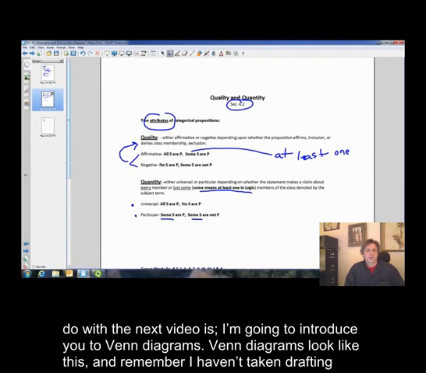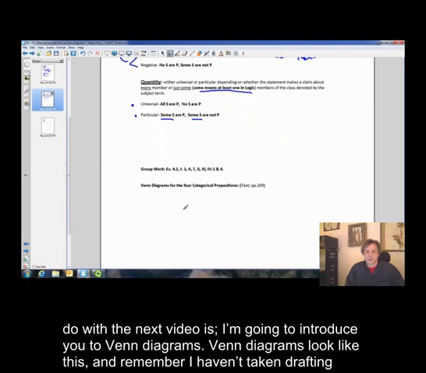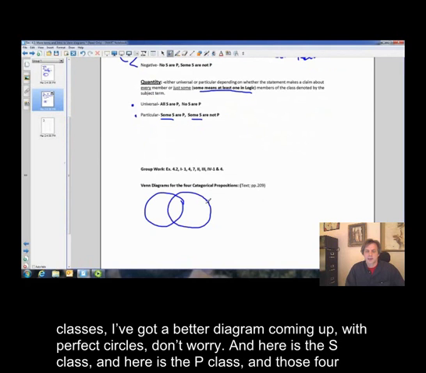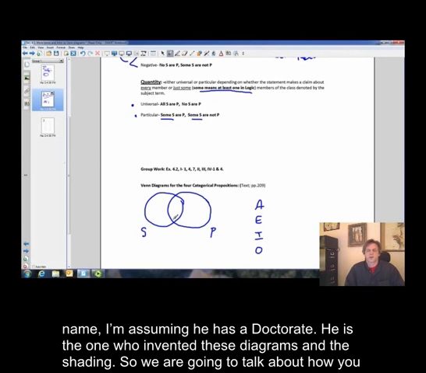Okay, now what we're going to do with the next video is I'm going to introduce you to Venn diagrams. Venn diagrams look like this, and remember, I haven't taken drafting classes. I've got a better diagram coming up with perfect circles, don't worry. And here's the S class, and here's the P class, and those four categorical propositions, A, E, I, and O, they can be diagrammed using Venn diagrams, and this is invented by Dr. Venn. I should know his first name, and I'm assuming he has a doctorate.